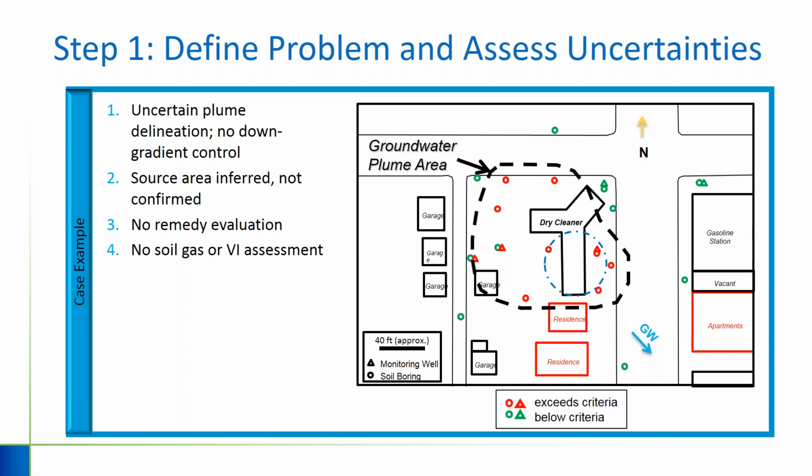The second thing is the source area, the location of the source area, and the characteristics of it were inferred but not confirmed. You'll notice just a handful of soil borings and only one monitoring well around that blue circle. There really wasn't any kind of a plan in place to monitor the remedy. And then also, one question you might be asking already, given that this is a shallow groundwater site, is what about soil gas or vapor intrusion? Well, that was completely left off of this first investigation, so that's obviously a huge data gap.